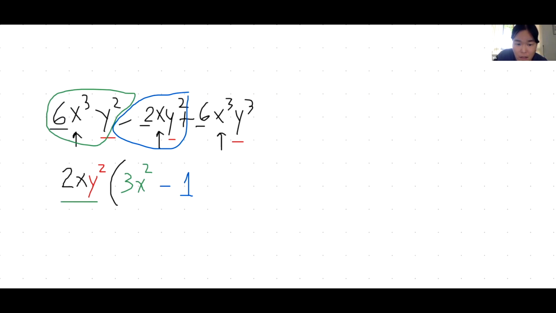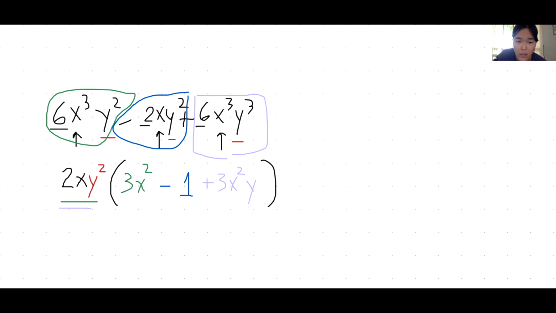And then, let's say the purple guy. For this guy here, I have 6x cubed y cubed divided by 2xy squared. So 6 with 2 gives me a 3, right? 6 divided by 2. X cubed divided by x is an x squared. And then y cubed divided by y squared is going to just be 1y. So that's my answer. Is that okay? Is everybody okay with that?